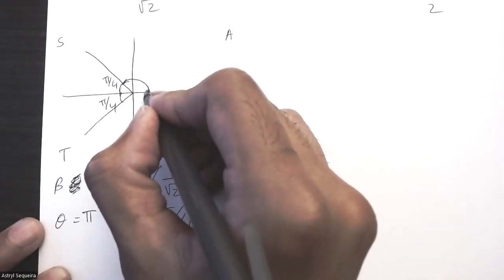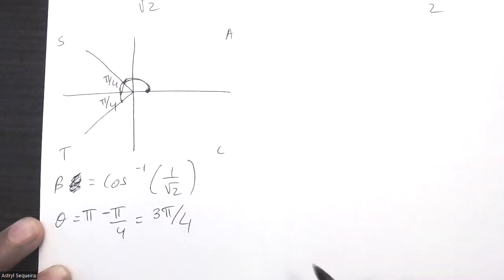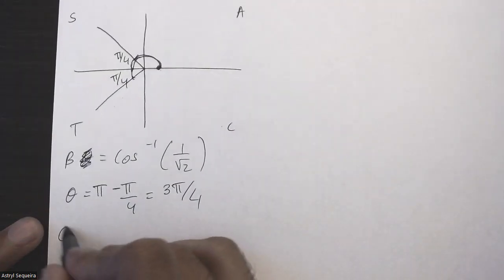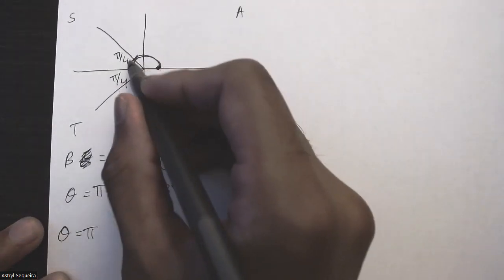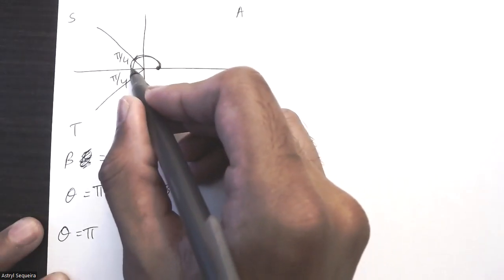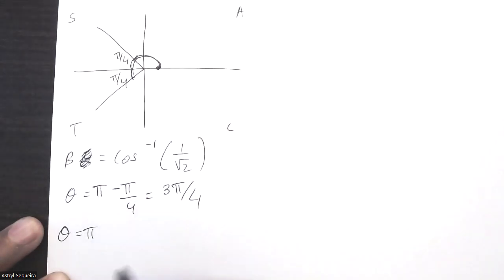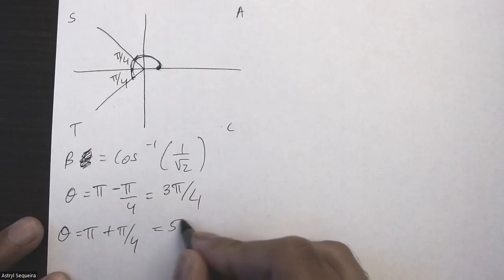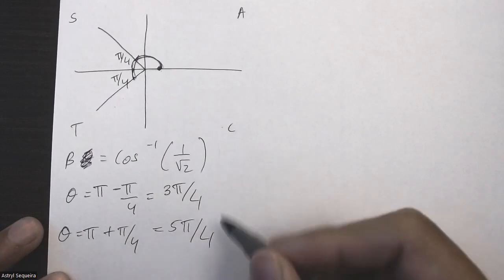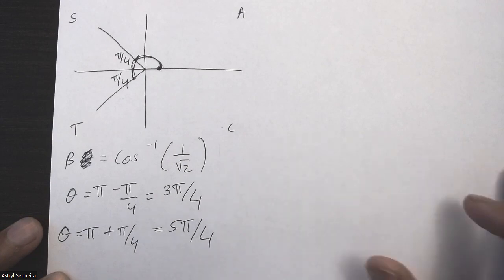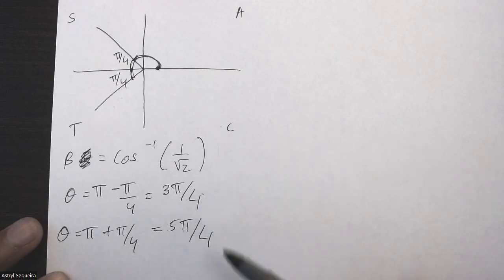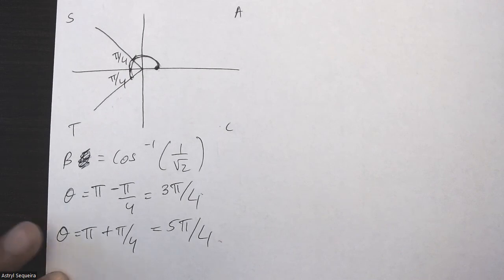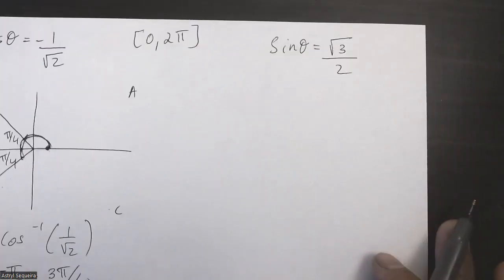My second solution is from here all the way till this line over here. So that's going to be pi. So pi is still this line here, and then I'm adding a little bit more, so plus pi over 4, which is just 5 pi over 4. So two solutions in this question between 0 and 2 pi: 3 pi over 4, and 5 pi over 4.